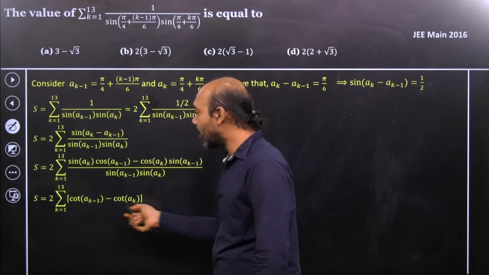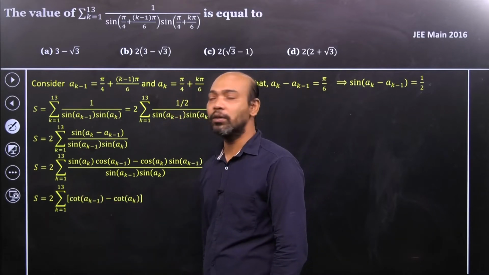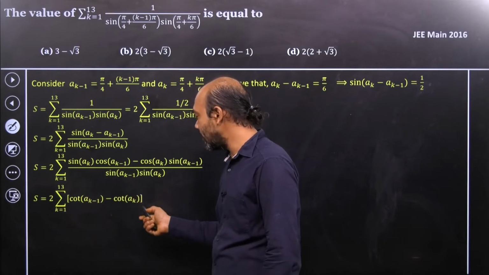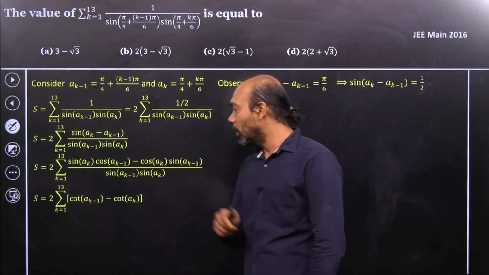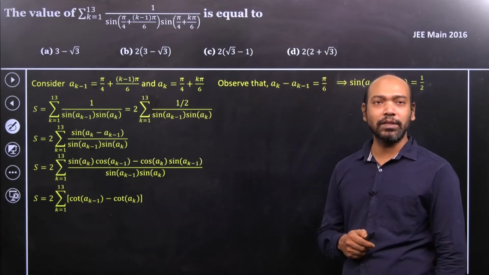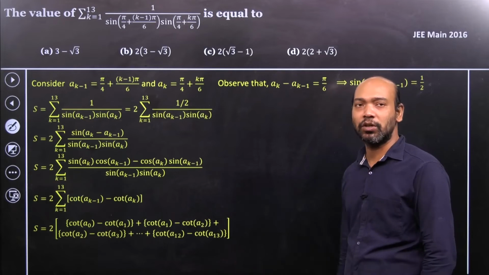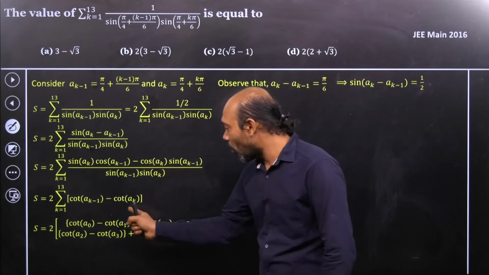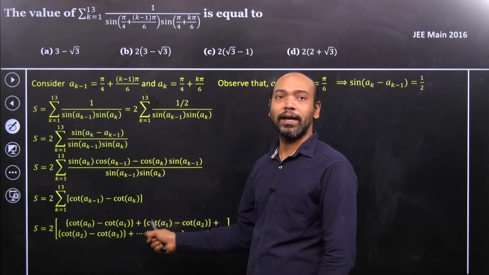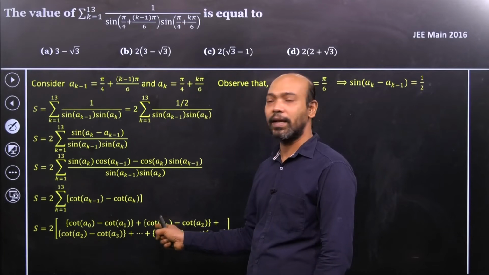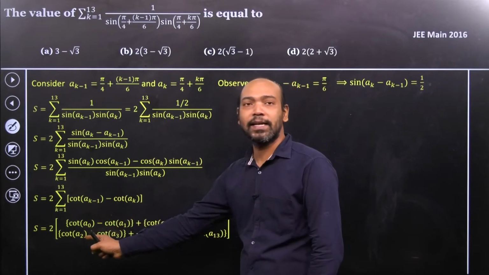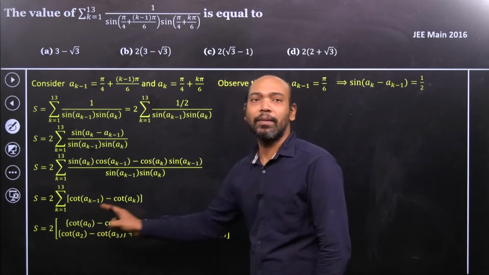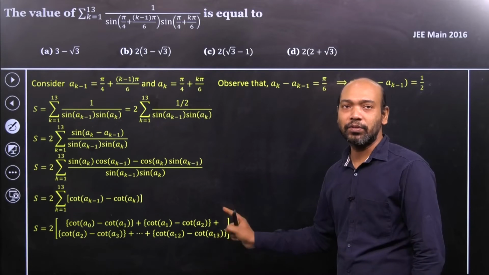Now if I write this down, you have to substitute k equal to 1, that means cot a0 minus cot a1, then cot a1 minus cot a2 and so on. If I write all the terms using the expansion of the summation, we can see that a few terms get cancelled out. Cot a1 will be cancelled here, and the last term and first term get cancelled, and so on. So at the end we'll have the cot a0 term and the cot a13 term.